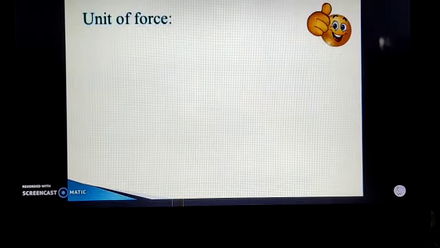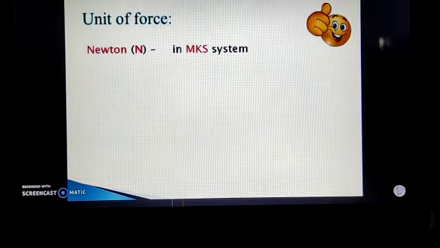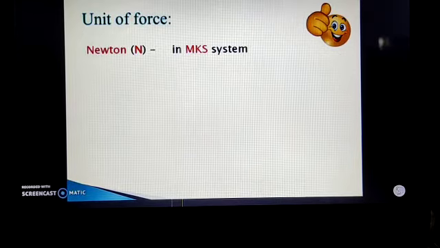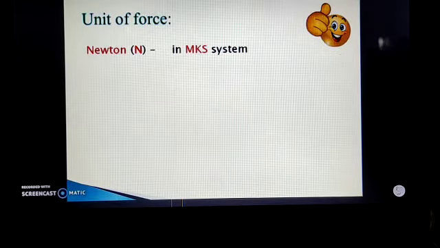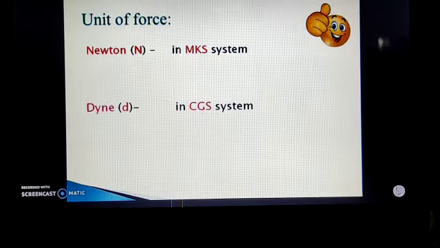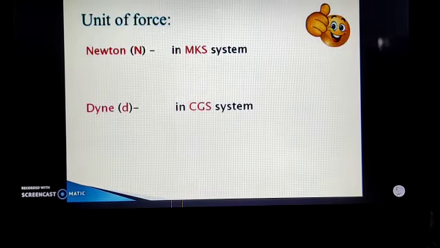So what is the unit of force? Newton is the SI unit of force. So different types of units we have studied last year. That is the MKS system, CGS system and all.